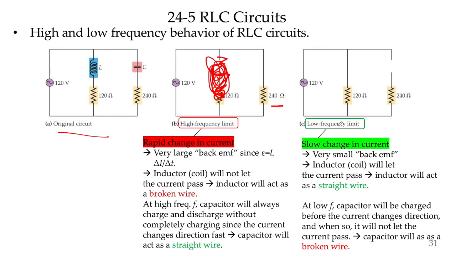Now let's look at the low frequency limit. Again, remember from calculus, it's like taking the limit of the frequency as it goes to 0. Because the change in current is really small, the frequency is small. Remember, the inductor doesn't like change, but the change is really small, so it will actually let the current flow. So it will act as a straight wire. Very small back EMF, the inductor coil will let the current pass.